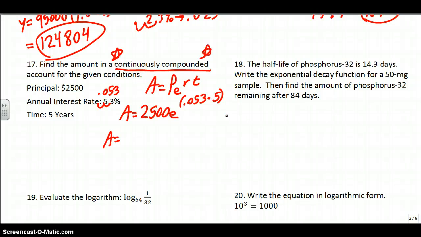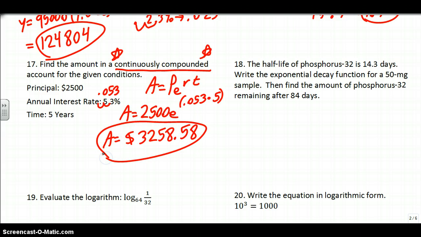So when you do this, you should get $3,258. And since we're talking about dollars and cents, we can go ahead and do 58 cents. If you do not get this, I suggest you ask. That way we can help you use your calculator, all right?